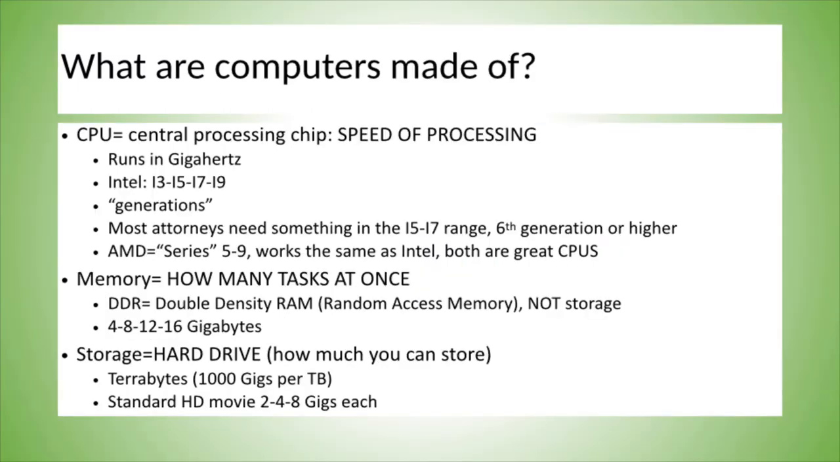So what are computers made of? As I mentioned, the central processing unit is the traffic cop, and it's the instruction provider that controls the speed of processing. And it runs at what's known as gigahertz speed. So when you see the numbers, it's always going to be 3.5 gigahertz or 4 gigahertz or 6 gigahertz or 1 gigahertz. And of course, the faster the gigahertz, the better.